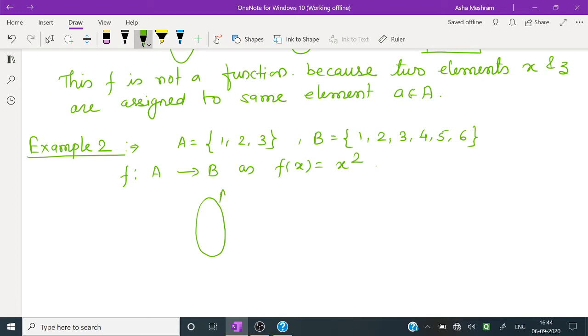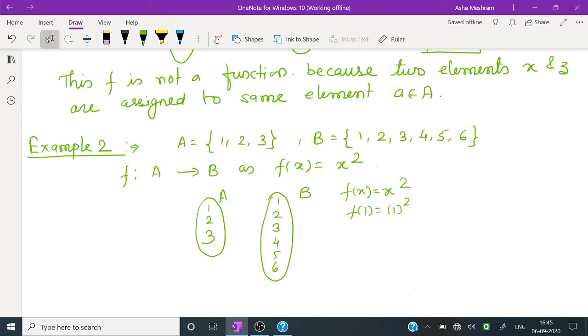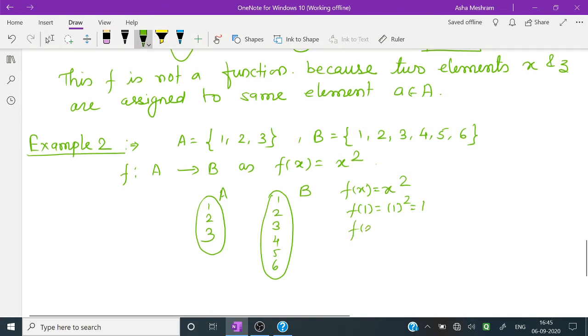Take this set A, {1, 2, 3}, and this is set B, {1, 2, 3, 4, 5 and 6}. Now f of x is equal to x square. F of x is equal to x square means what? F of 1 is equal to 1 square, which is 1. F of 2 is equal to 2 square, which is 4. And f of 3 is equal to 3 square, which means 9.